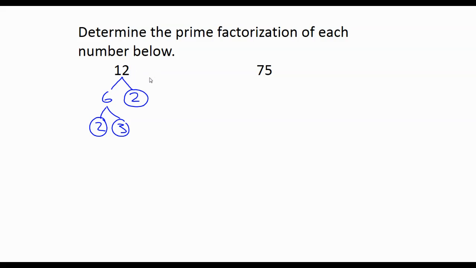So what I then do is I list them out in order. 2 times 2 times 3. And when you list these numbers out, if you do that multiplication, you should get 12. If you don't get 12, you messed up somewhere. Now, that's not how you give your final answer when you're doing prime factorization, though.